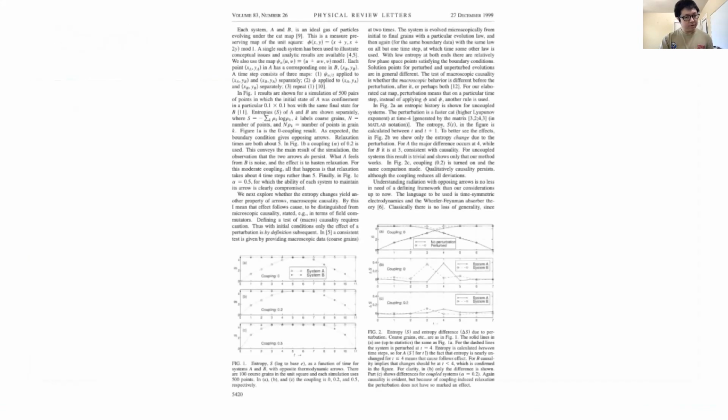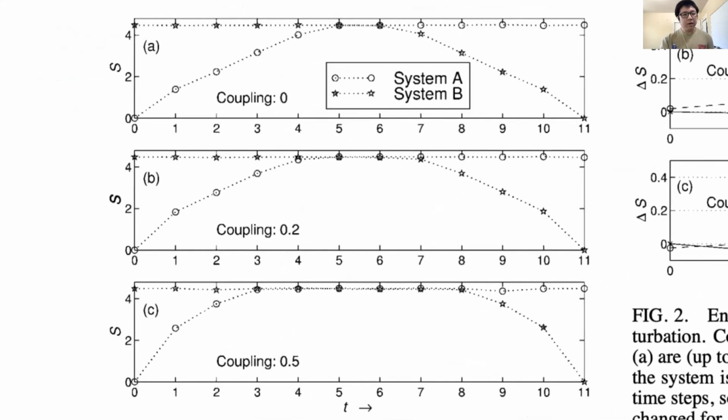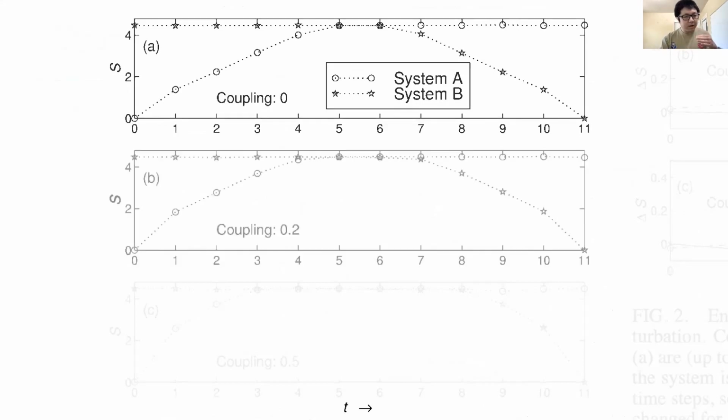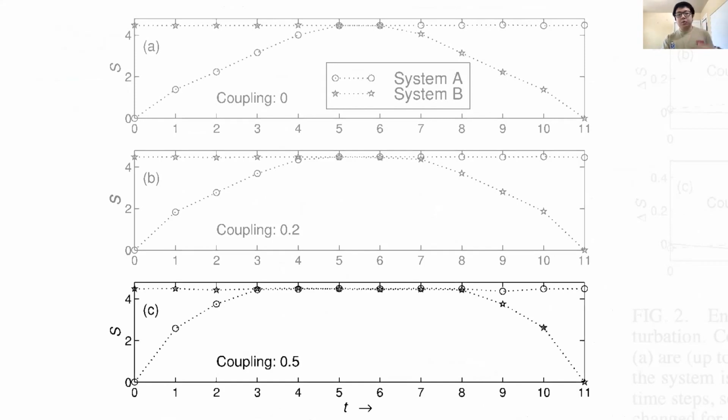And here are the results of the simulation. For zero coupling, we see that system A, the circles, starts at low entropy, our initial condition. System B, the stars, ends at low entropy, our final condition. If we apply some coupling, then both systems spend more time at equilibrium, high entropy state. More coupling, more time spent at equilibrium.